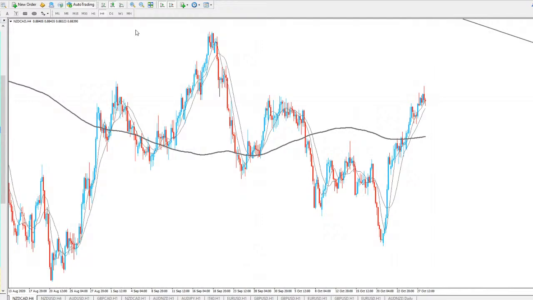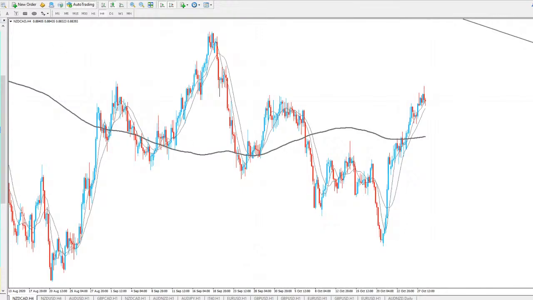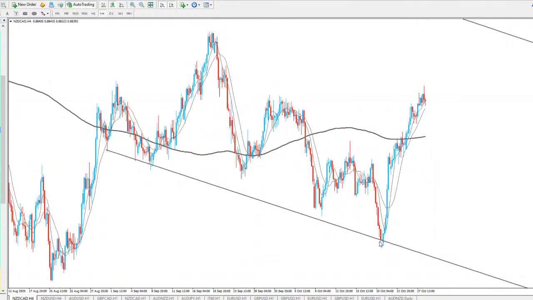NZD/CAD, this one again looks like it's running out of steam to the upside. We saw a big push to the upside from the trend line going through the market down there. As you can see, we had a first test there, second, third, and a fourth test on that trend line, and from that area we saw a nice push to the upside, and we saw price go and break through this bearish trend line going through the market. As you can see, multiple tests of the trend line, and price had a nice break through that area.